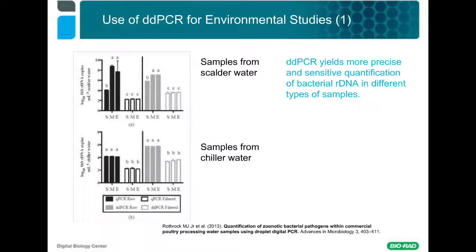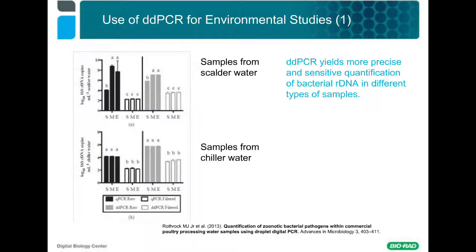In this slide, you can see the comparison between qPCR and ddPCR from quantifications of pathogens of bacterial ribosomal DNA in samples from the scalder water or samples from the chiller water. These are two different tanks that are used for processing the poultry carcasses. And it is very important to monitor the presence of pathogens in each.